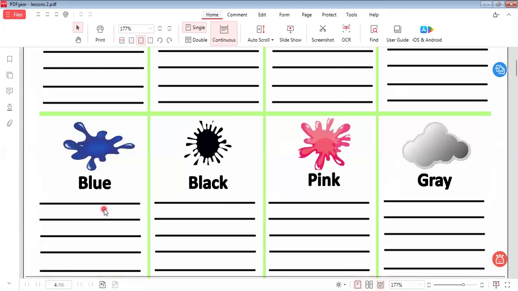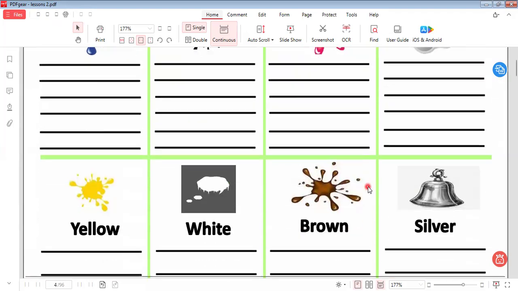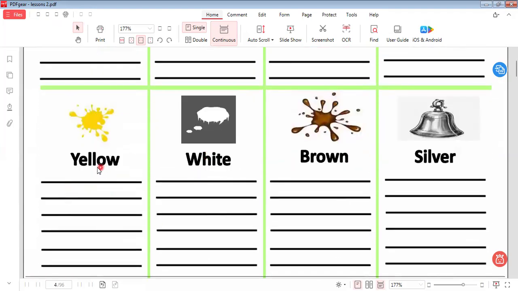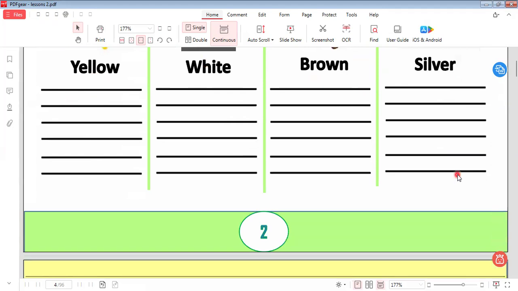So blue and black start with which letter? Letter B. You are clever pupils. You are clever kids. Blue and black start with letter B. So here, blue and black, pink and gray, yellow and white, brown and silver.